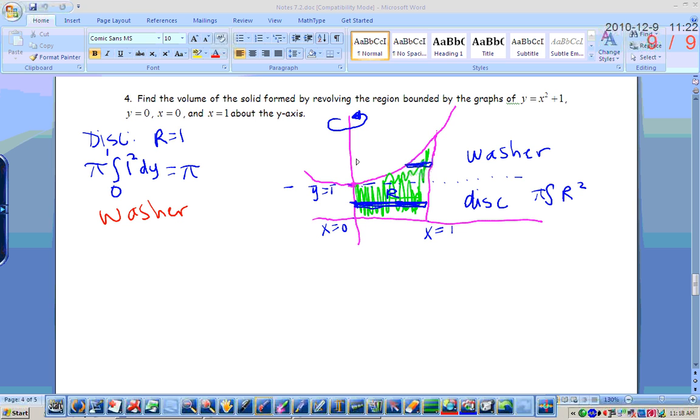Okay, for the washer, we need a big R and we need a little r. Big R is from the axis of revolution to the very outer part of the figure. So that would equal 1. And little r is the radius of the hole.